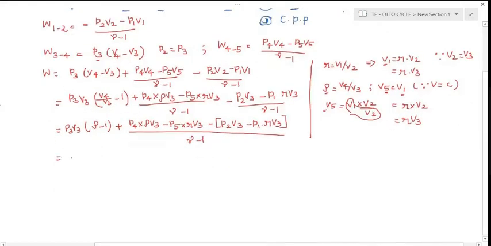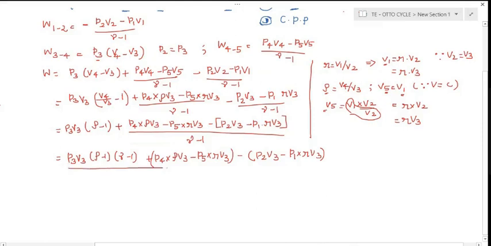So again, we can say, just taking the LCM: P3 V3 into (rho minus 1) into (gamma minus 1) if taking LCM, plus P4 into rho into V3, minus P5 into R into V3, minus of P2 V3, minus P1 into R by 3, whole divided by gamma minus 1.